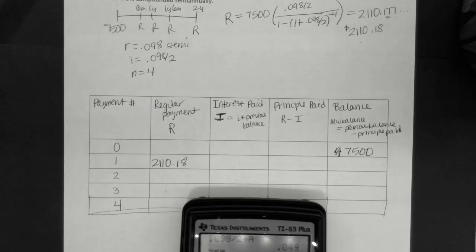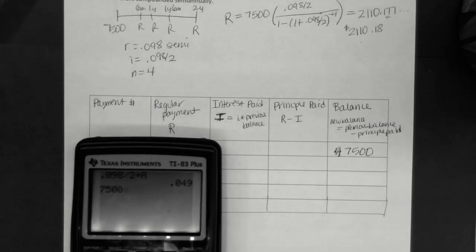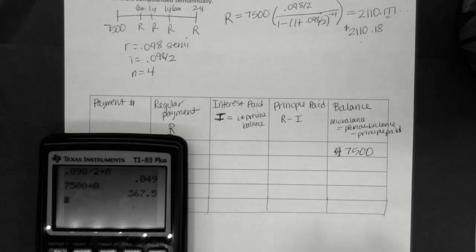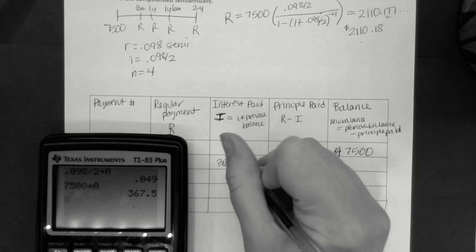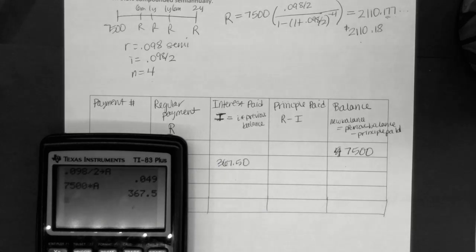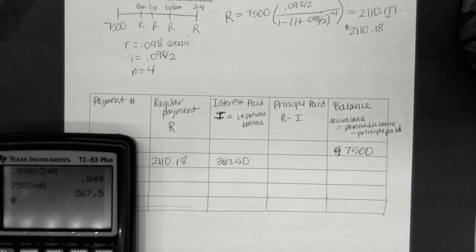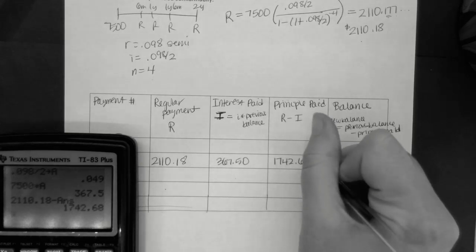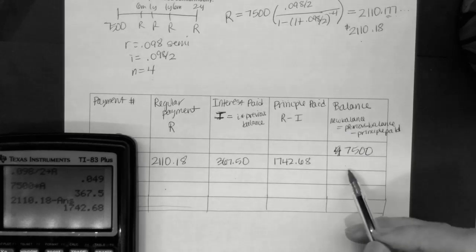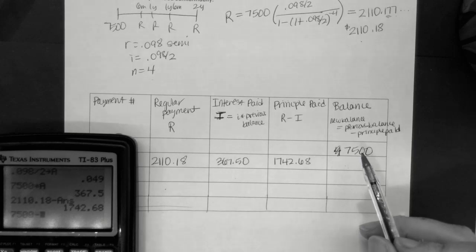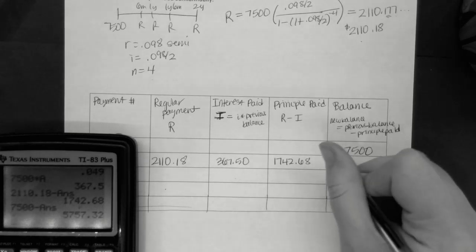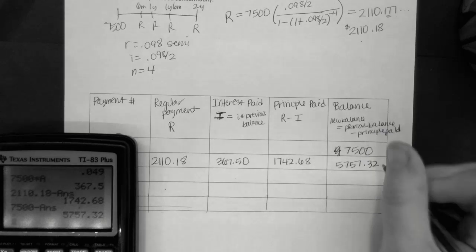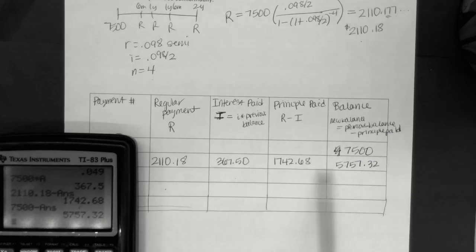So I'm going to take my 7,500 and multiply that by that rate. So we get 367.50. And now we're going to take that $367.50 and subtract off the regular payment. So $2,110.18 minus that answer. So we get $1,742.68. And then we're going to get our new balance. We're going to take the $7,500 minus that last answer we just did. So we get $5,757.32. Okay. Notice here, if I have any decimals, I'm always putting 2 decimal places because we're dealing with money, and again, money has cents to it.